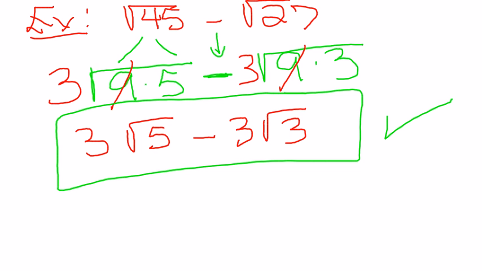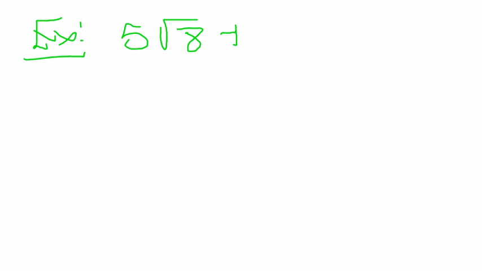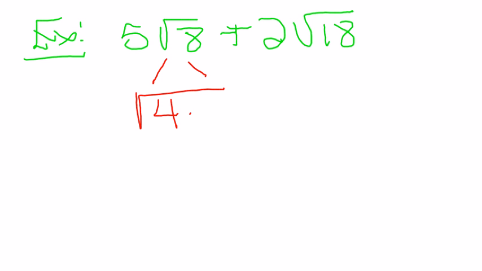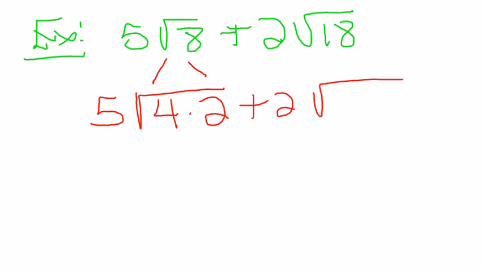Let's see if there's another one here. Okay. So what about 5 square root of 8 plus 2 square root of 18. Okay, here again, as is, I cannot add them, but again I can see that 8 can be broken down in 4 times 2. And again, if you're going to break a number down, it makes sense that at least one of the factors has to be perfect.